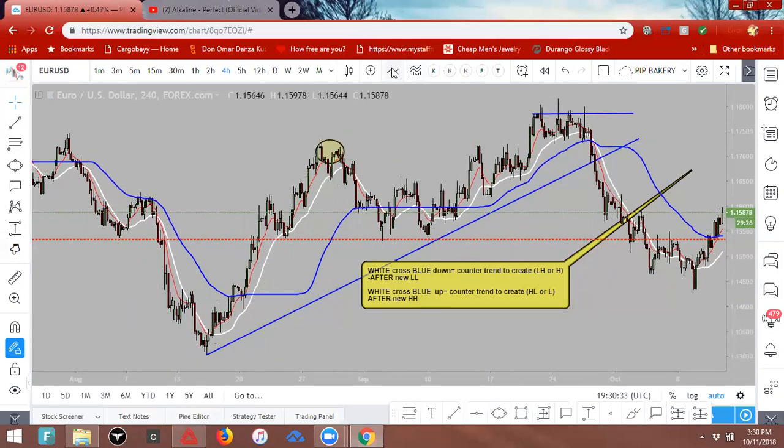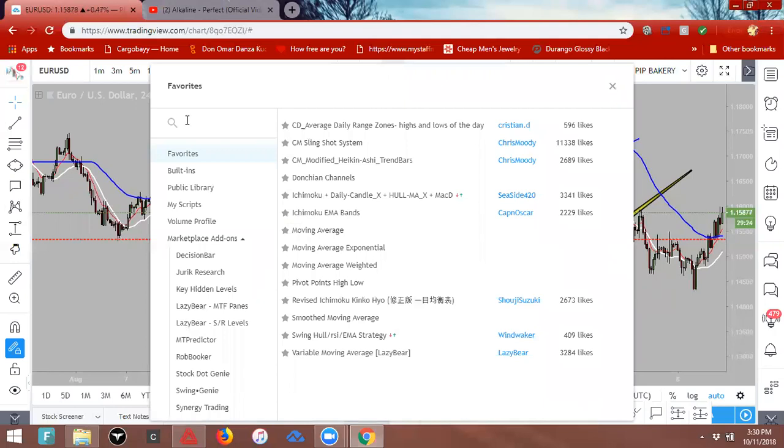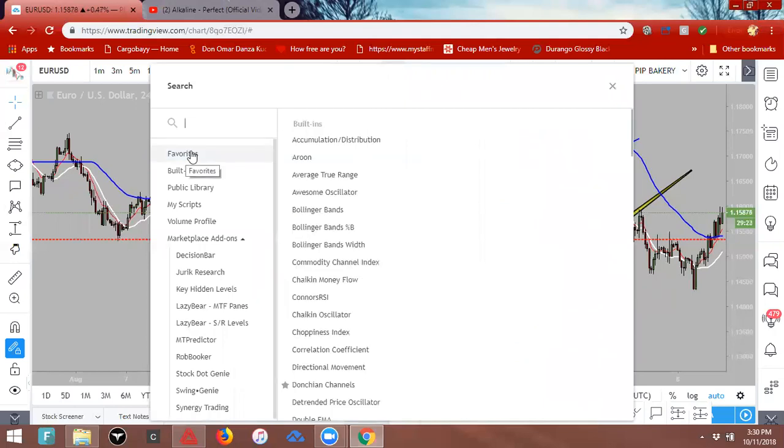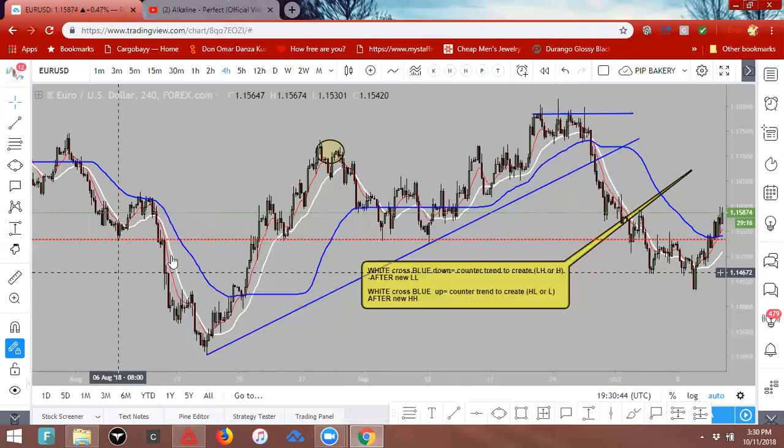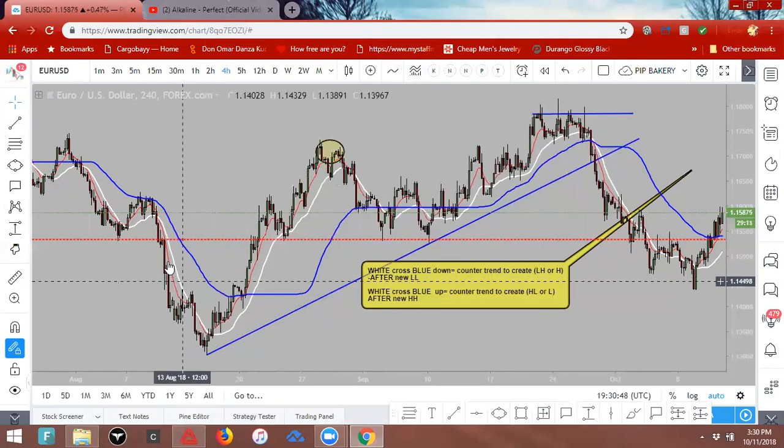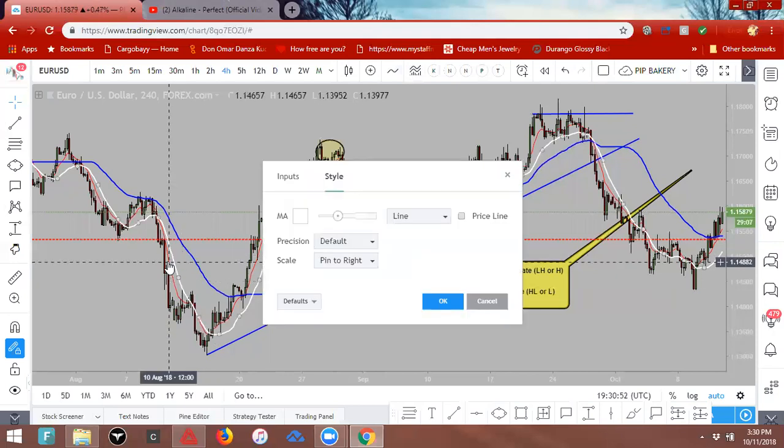For the white one, you want to click up here again in this search engine. You want to type in moving average. All your moving averages are going to pop up. You want to click moving average weighted. That's the one you want to click. Once you click that, it's going to pop up. Your setting is probably going to be 9 already as a default. You want to click that.